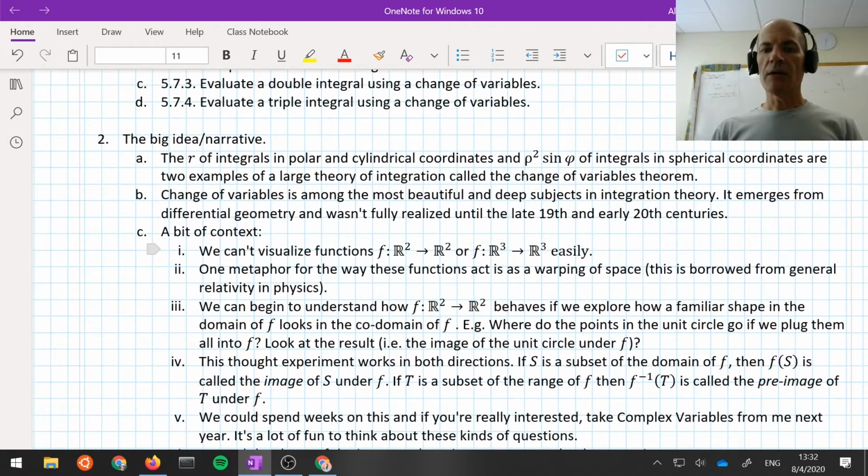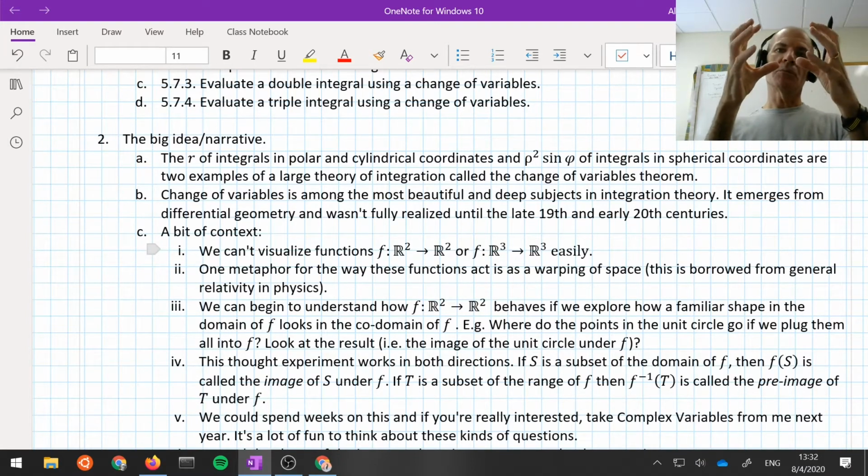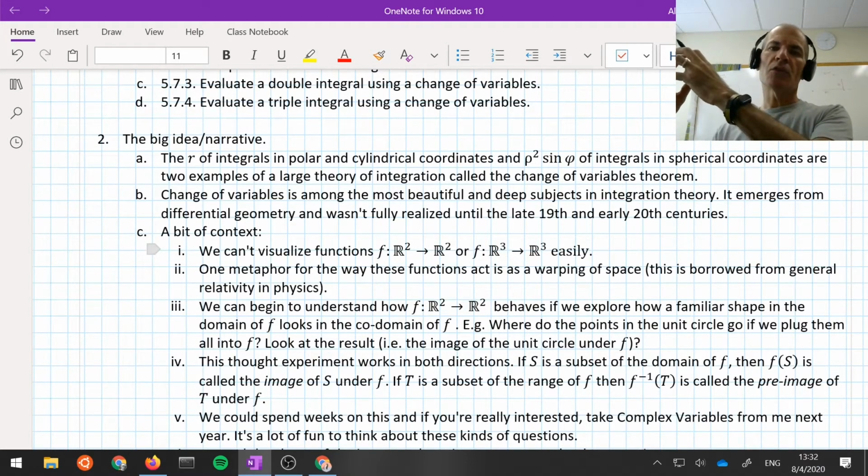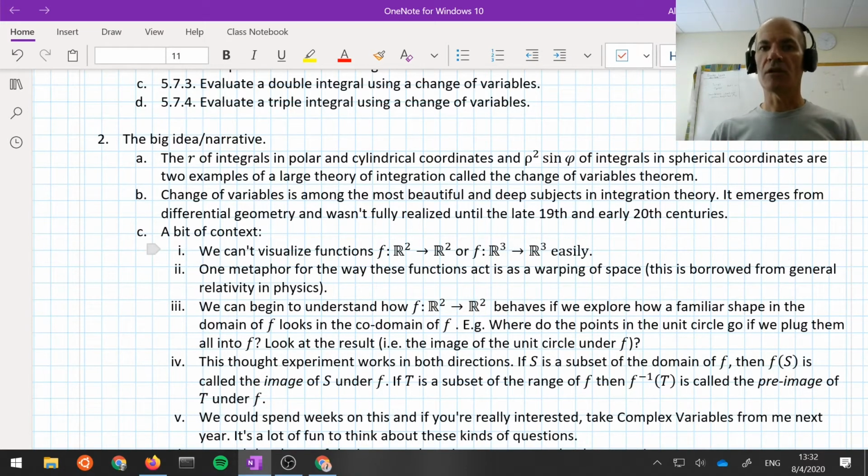Similarly, if we have a function of three variables whose range is also three variables, we can take some familiar blob, like a cube or a sphere, and take all the points in that sphere, put them into f, and see what the result looks like in the range, also called the codomain, or is related to the codomain. So if I say codomain, I kind of mean range. There's a slight difference.